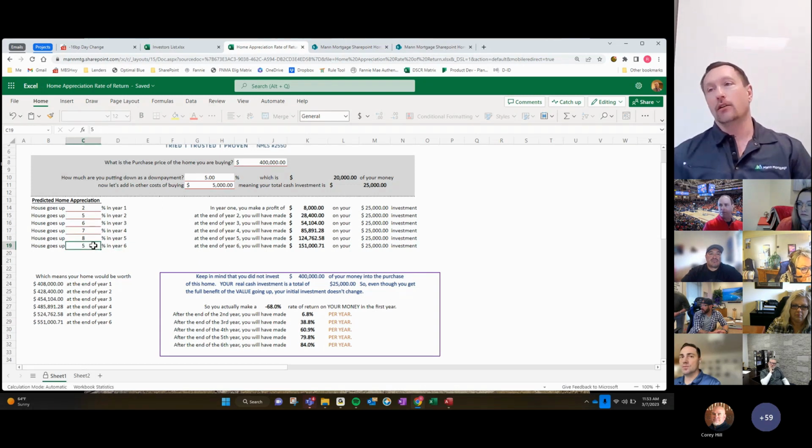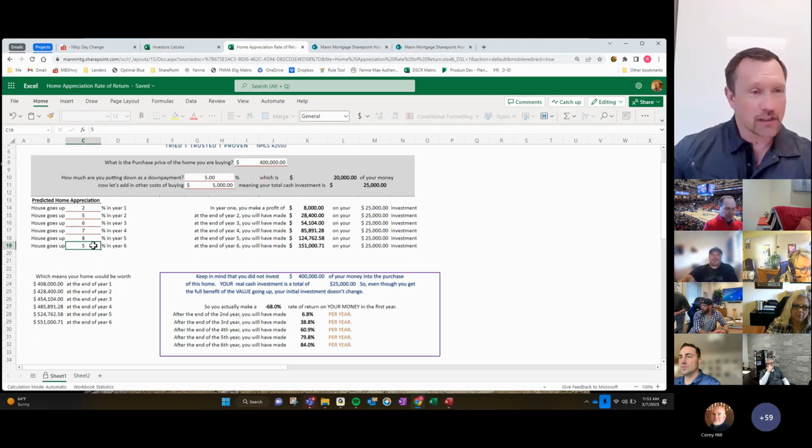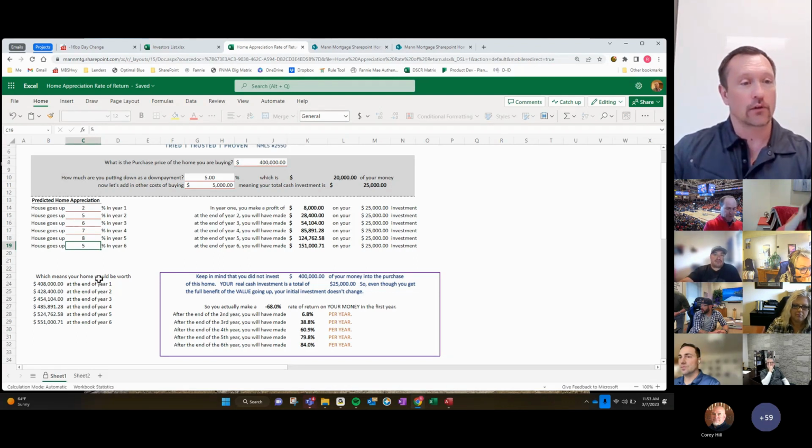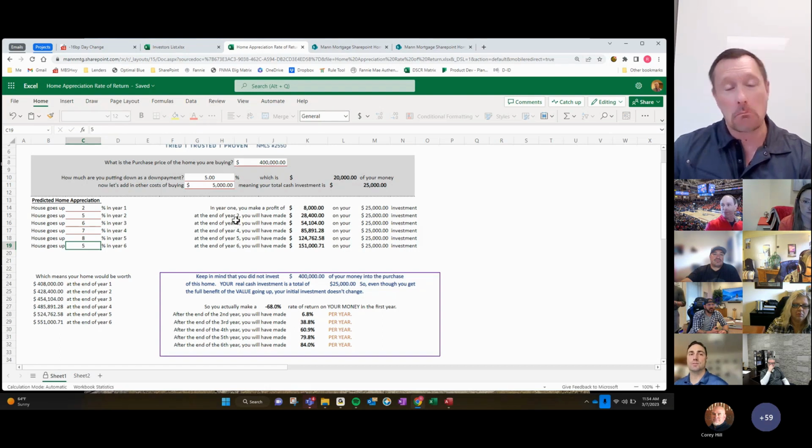You can look up, MBS Highway has a bunch of tools where you can look this stuff up. I'm sure you see stuff in your marketplace. But essentially, with that predicted appreciation schedule, your house will be worth $408,000 at the end of year one, $428,000, $454,000, and so forth. So basically it shows the profit you've made. In year one, you've made $8,000 on your $25,000 investment, okay?